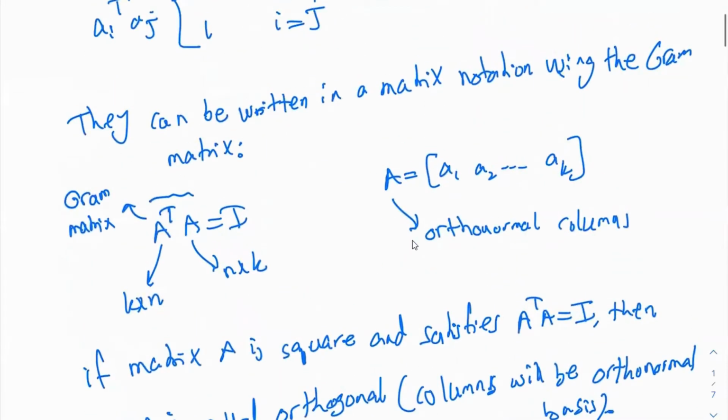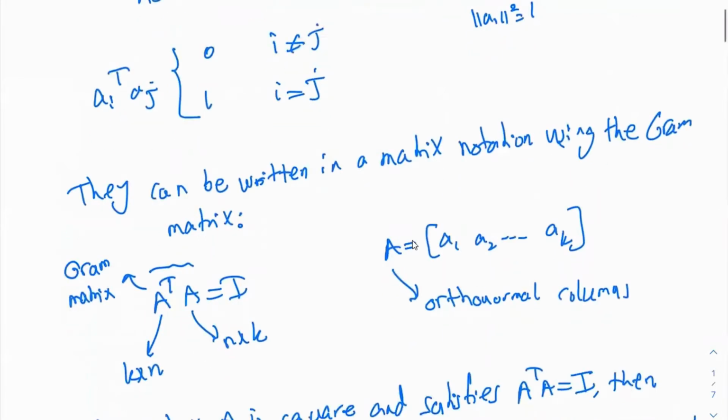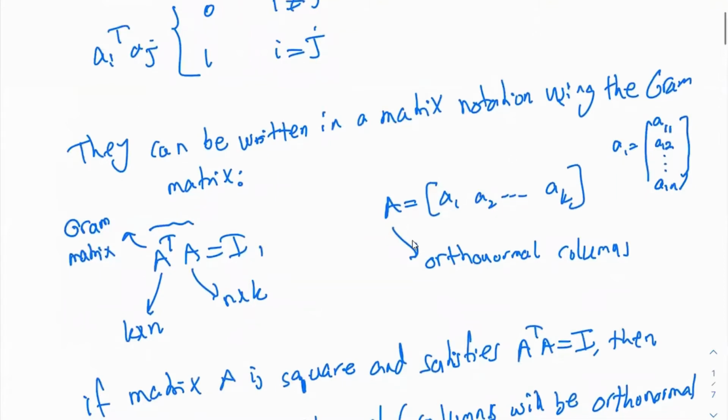Now, A in general is an n by k matrix. Why is that n by k? Because we have k vectors, a1, a2 to ak, so we have k columns, and each vector is n-dimensional. For example, vector a1 is a1,1, a1,2, all the way to a1,n. Then A transpose becomes k by n, and therefore we have an identity that is k by k.